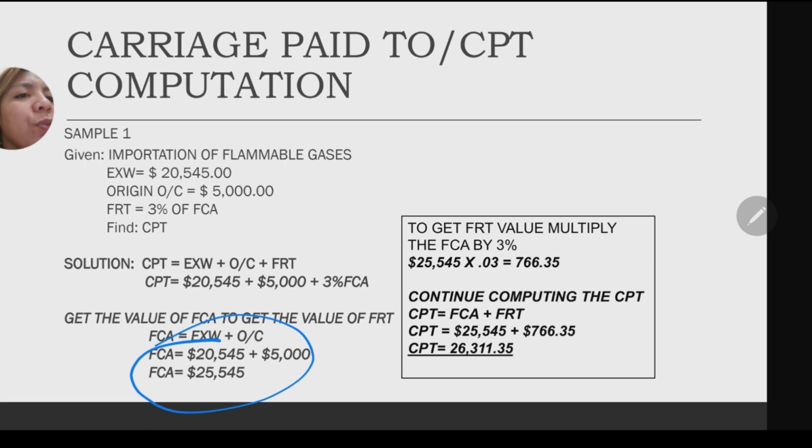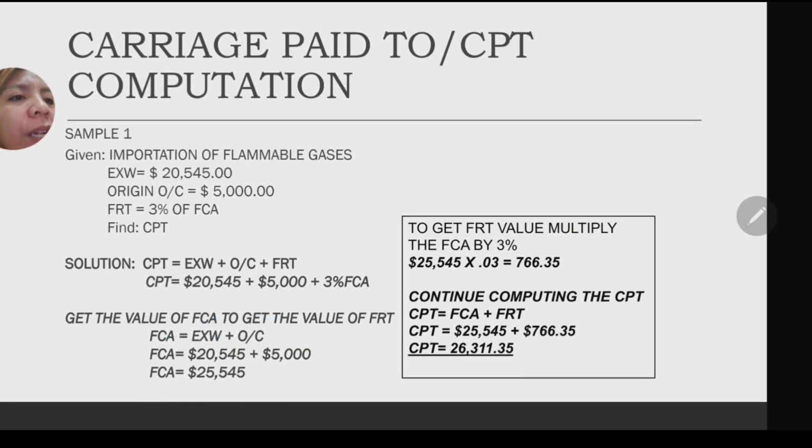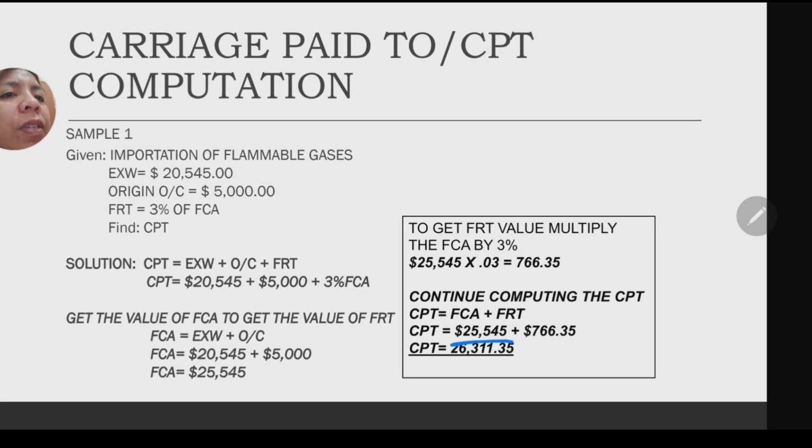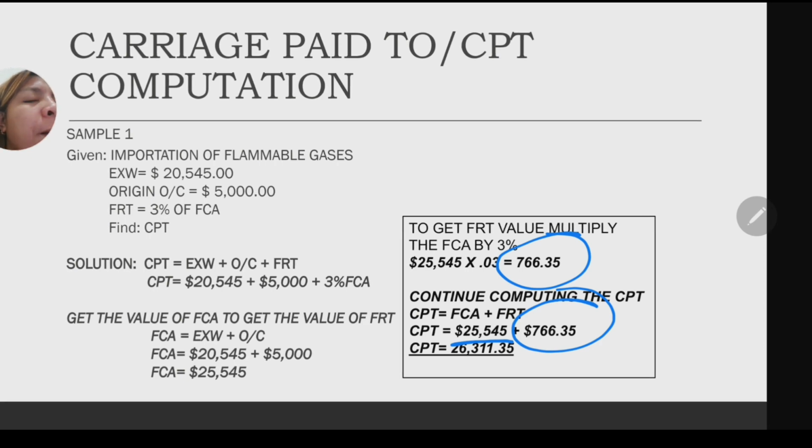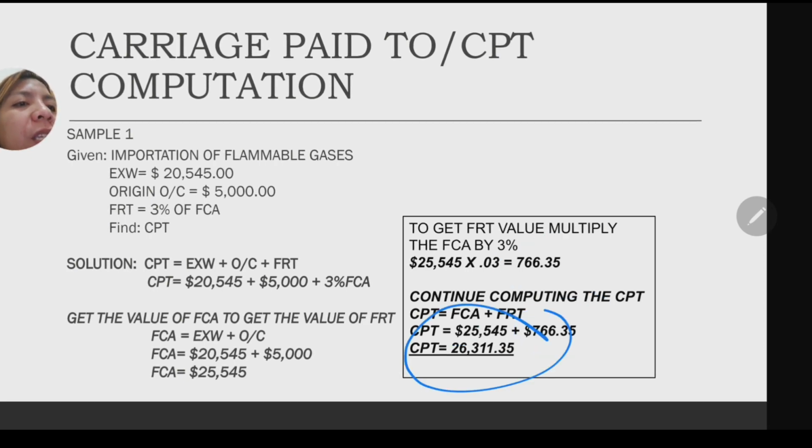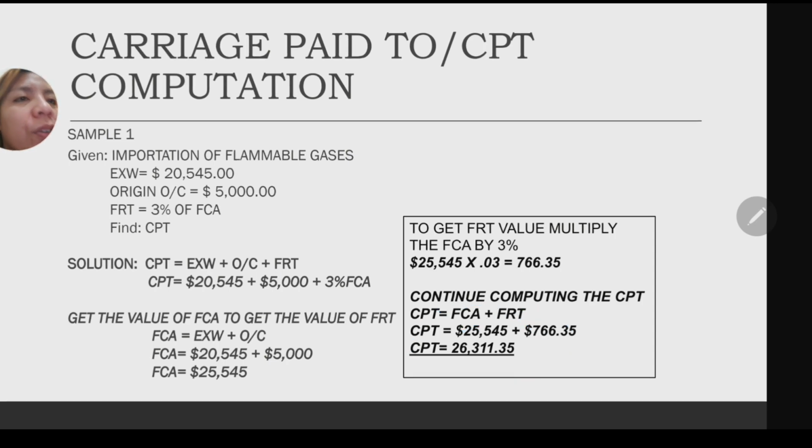Now to get the value of the CPT, we just need to substitute the values. Your CPT will be FCA plus freight. Since you already have your FCA value, you just need to substitute it. So FCA is 25,545 plus the value of your freight. You already have the 0.03, or the 3% of your FCA, which is 766.35. You just need to add that to your FCA to get the CPT value of 26,311.35. So that is how you compute for the CPT, or the carriage paid to. You just need to memorize all the formulas regarding that.